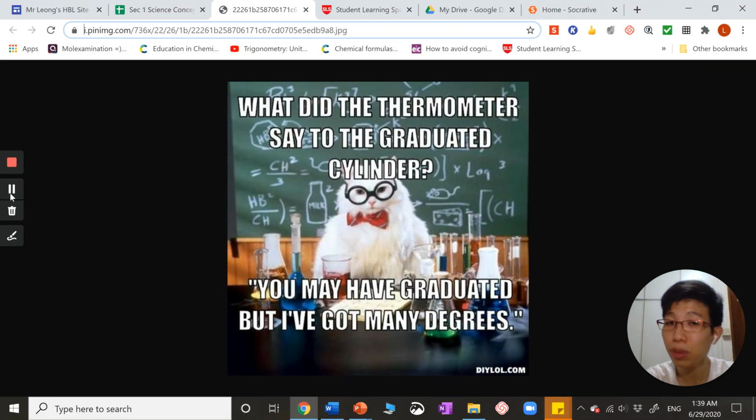Okay, as I promised you a break, now let me give you a science pun. What did the thermometer say to the graduated cylinder? Oh, you may have graduated, but I've got many degrees more than you. I hope some of you understood the pun. Some of you might need a little bit more time, but maybe you can ask your friends. I believe some could understand this.